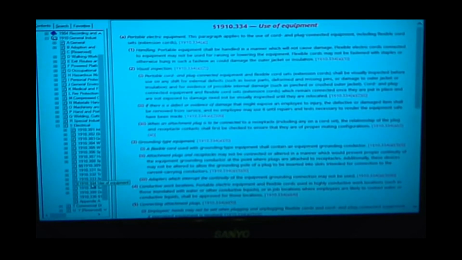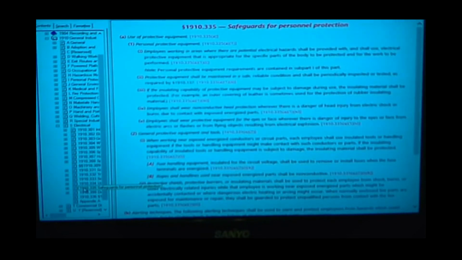334 is use of equipment. This gets into portable plug-connected equipment, portable electrical equipment. This paragraph applies to the use of cord- and plug-connected equipment, including flexible cord sets, extension cords. Well, this section is kind of simple. It just tells you to take care of the employer's tools. You don't throw the tools around, you don't kick them around, you don't pull them by the cords, lift them by the cords. You don't use extension cords as ropes, you don't run extension cords through doorways and windows. All this does is protect you by protecting the employer's tools. Take care of the tools, guys.